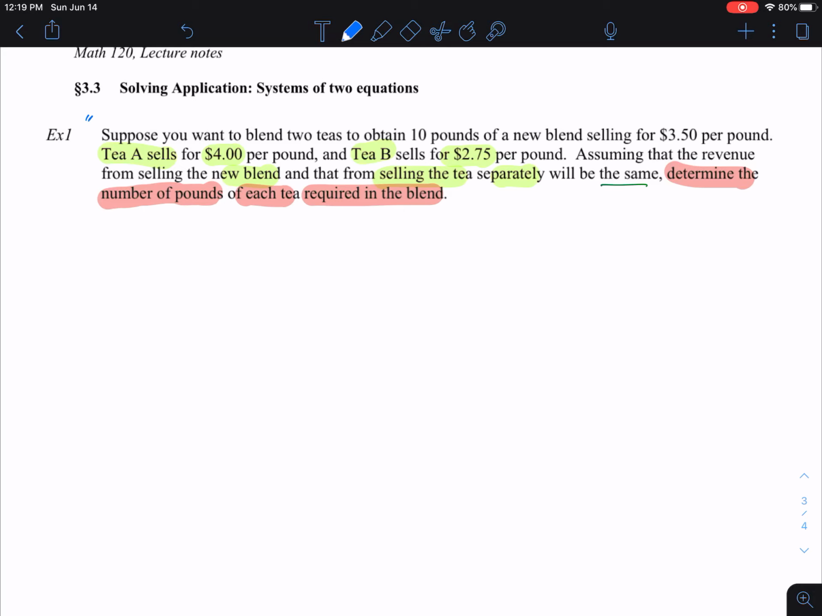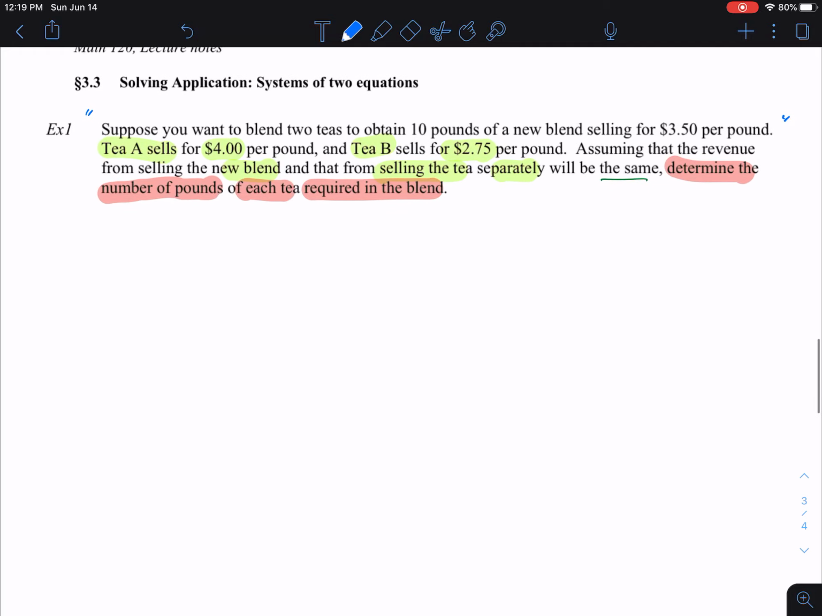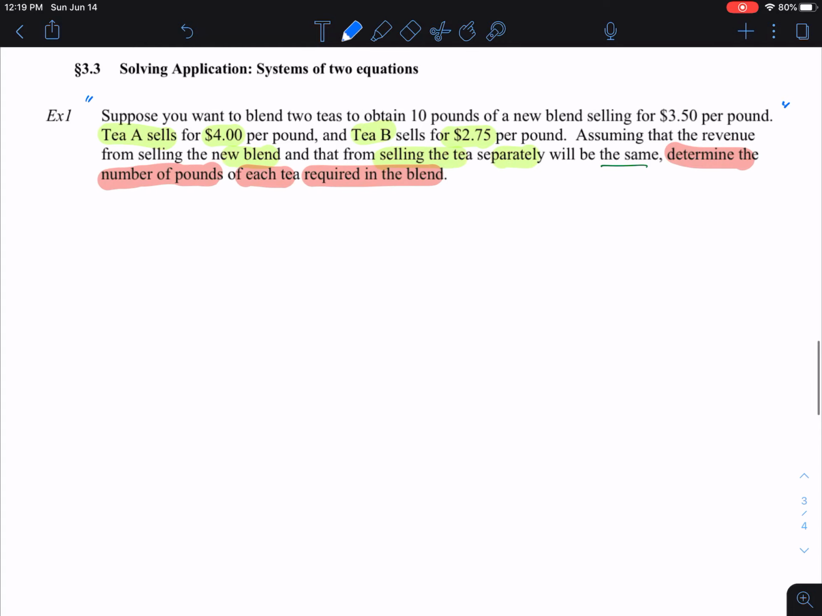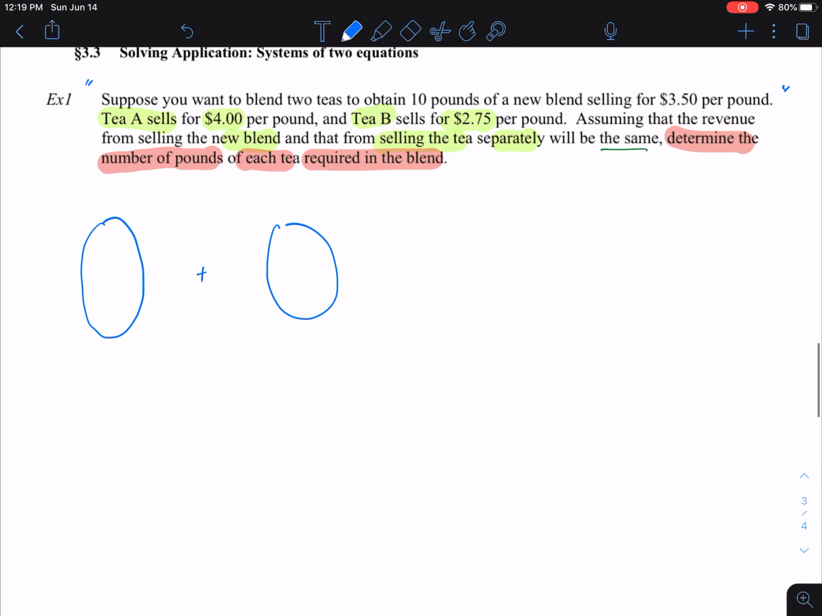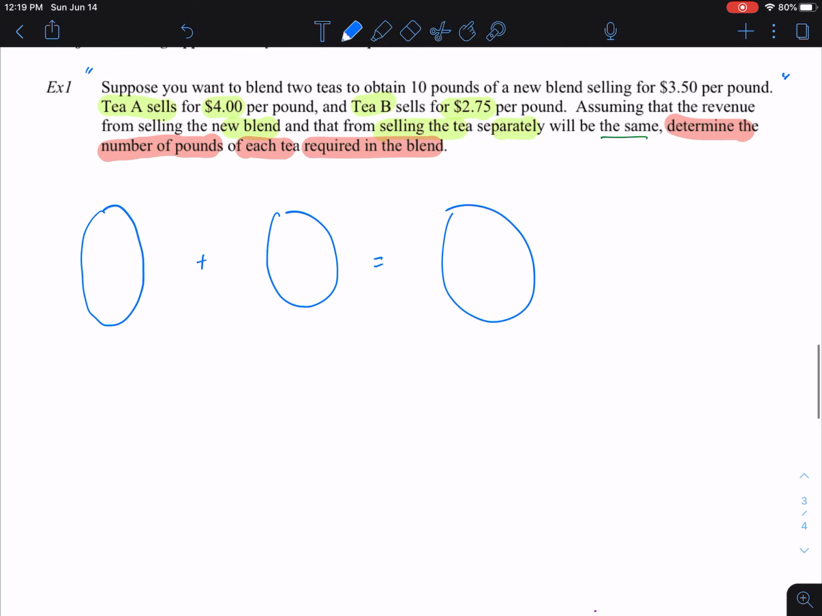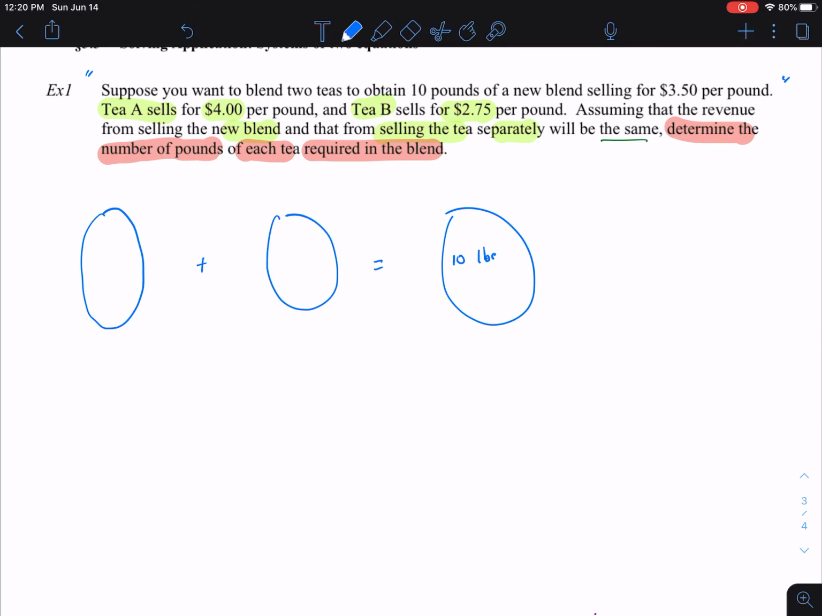If we go back to the first sentence again, it says, suppose you want to blend two teas to obtain 10 pounds of the new blended tea, which sells for $3.50 per pound. If I were to paraphrase this or write it in my own words, I usually draw a picture. It helps a little bit. So here's my picture. I have two types of tea that I want to mix or blend, and I want to get 10 pounds of the new tea. This is TA, the first type of tea. This is TB, and then I want to mix these two.